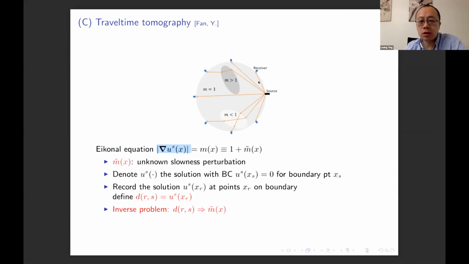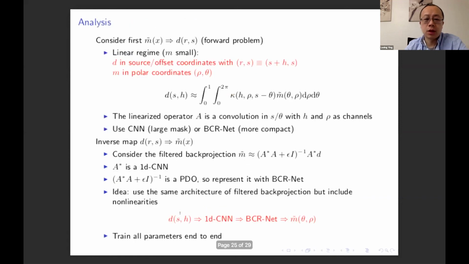Now the travel time is not going to be a very simple function because the media is quite complicated, due to this m tilde. Again, the data that you receive is a function of 2 variables, and d is the travel time from the source to the receiver. And the inverse problem itself is the same: you're going to try to figure out from the travel time what the media perturbation is.